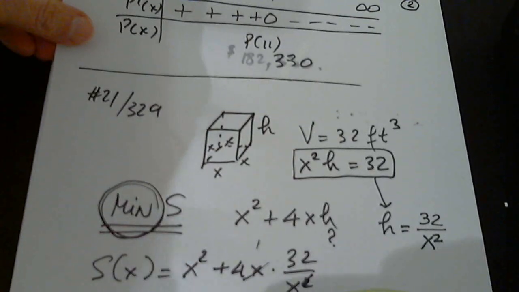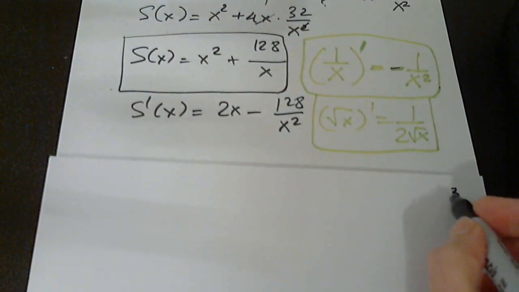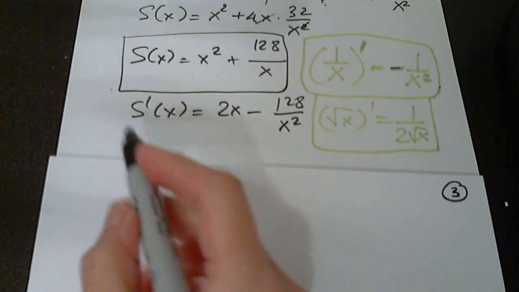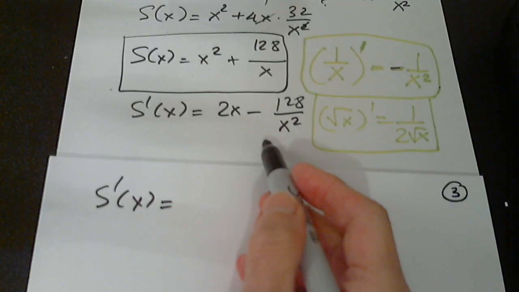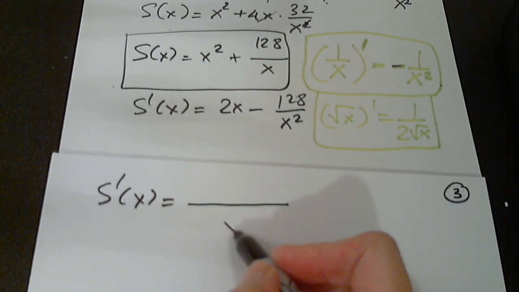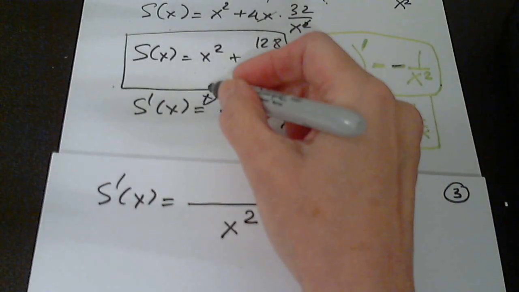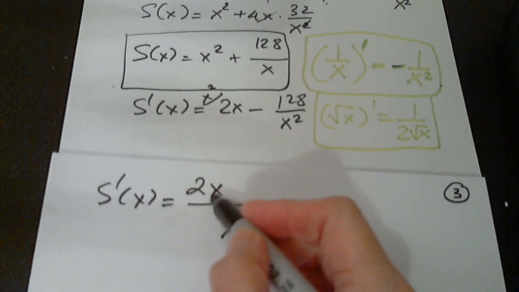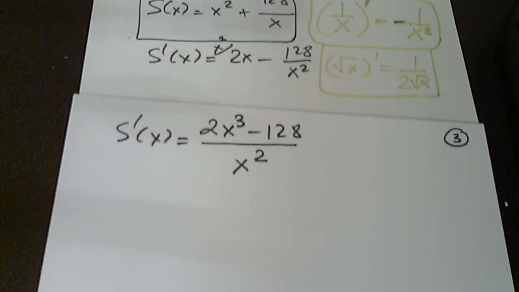Okay, so when I differentiated 1 over x, I got negative 1 over x squared. Now s prime of x has to be changed into a rational function. It is a rational function, but I have to find the least common denominator, which is x squared, and I have to multiply this by x squared. So I have 2x cubed minus 128.